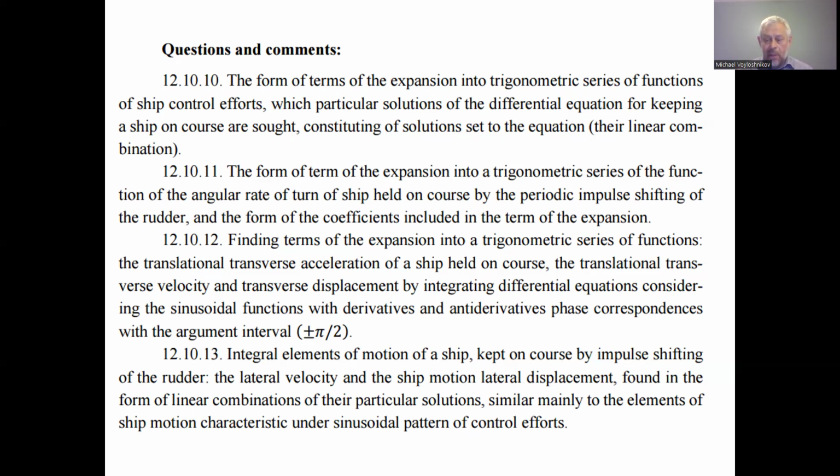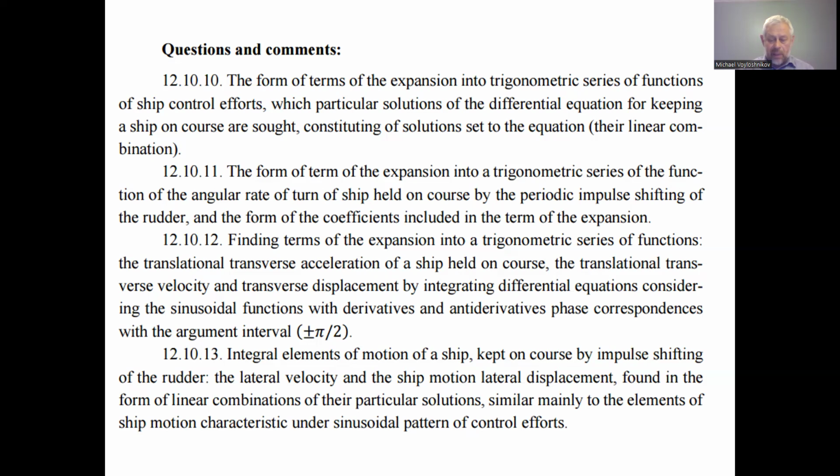phase correspondence. We remember that sine and cosine are the same functions with the argument shifted by the phase correspondence, plus or minus pi divided by 2. We can find sine and cosine functions as the derivatives or antiderivatives of each other. Exactly, we have to get this correct. We have to use the phase correspondence correctly.